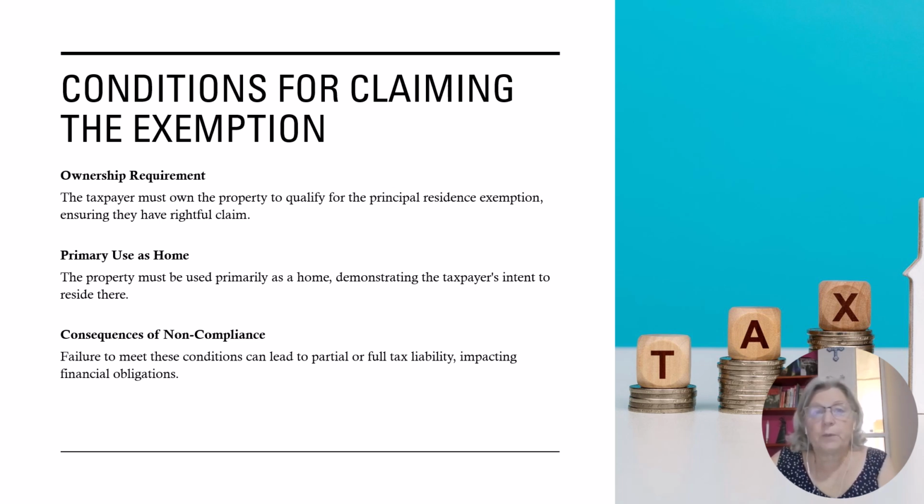It has to qualify as a primary use home. So if you have a house, you have a cottage, you have foreign properties, whatever, and you say you split your time between the two properties, then you might have to prorate it. And you have to sort of show for 100% your intent to reside there. We'll get into that in the special cases. And the consequences of non-compliance are significant: partial or full tax liabilities, and interest, compounding, and that goes on and on until you do comply.